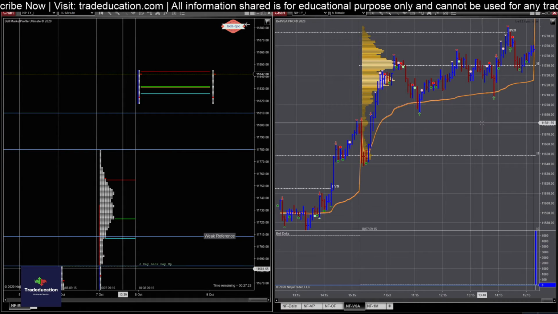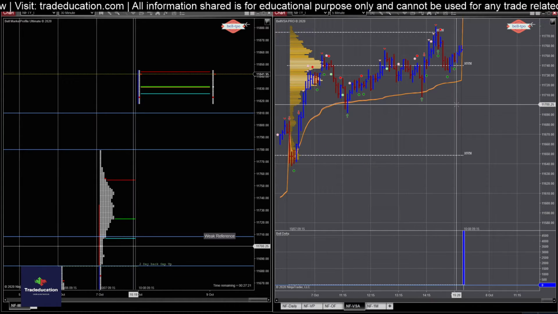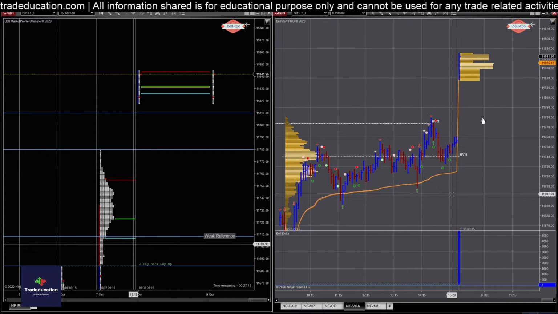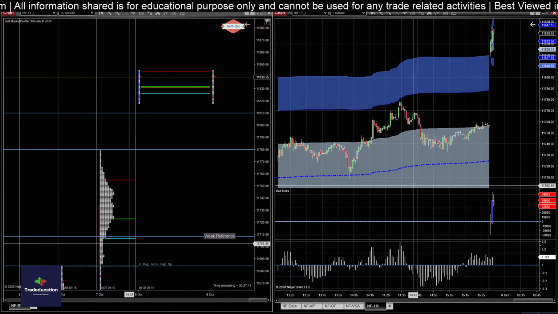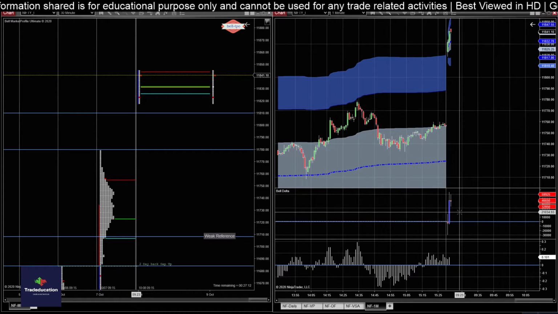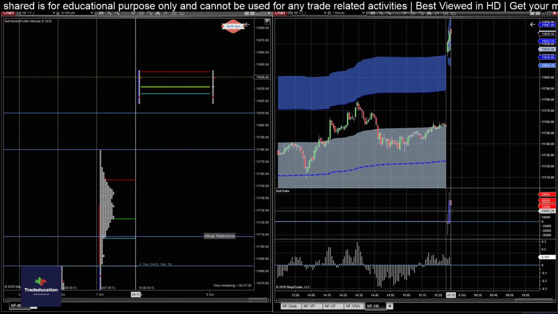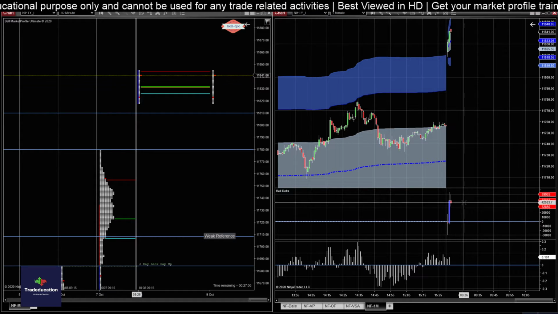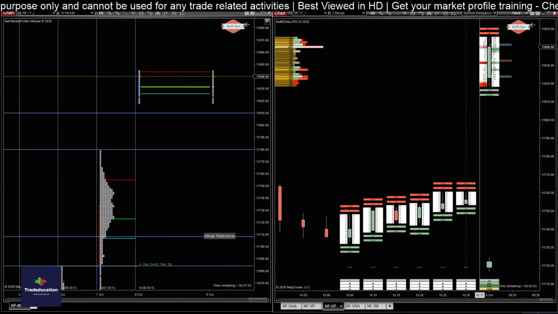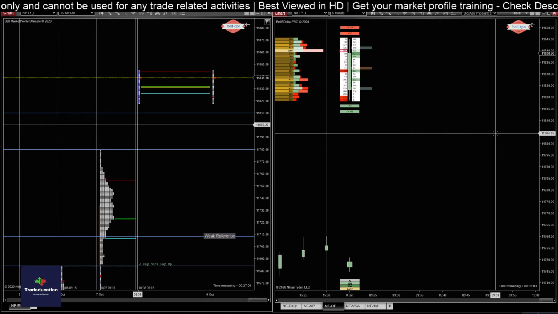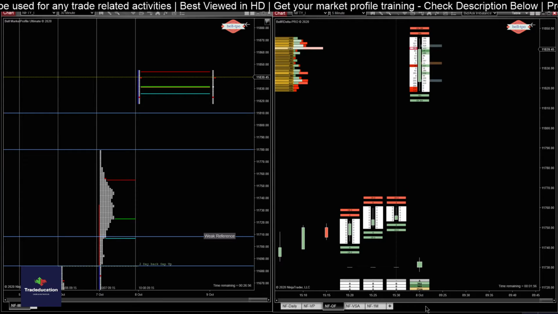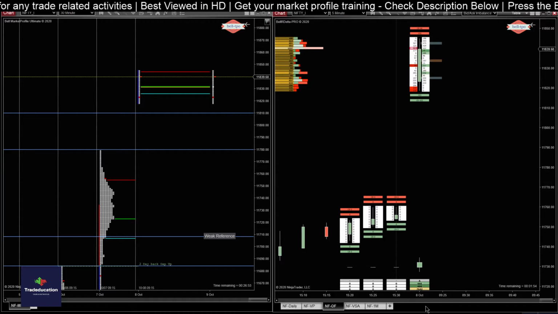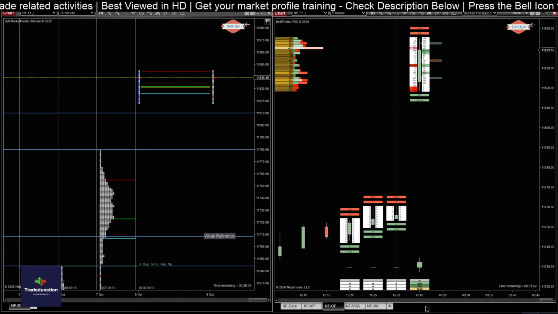Let me see if there are any HVNs. There aren't any HVNs, and overall, the auction is coming up with good positive momentum. 7,000 contracts already traded, pretty good volume in the first 5-minute candle. We are still 1 minute to go.